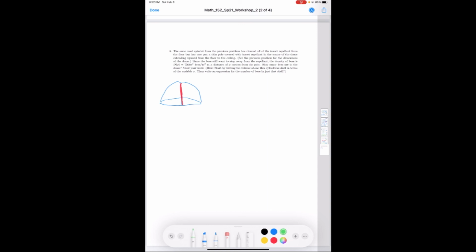The important point is that it's really one cylinder like this, one cylindrical shell, where all the bees in this shell have the same density, because every point in this shell is the same distance from the pole in the center of the dome. So what you want to do is figure out how many bees are in one shell and then just add them up. Let's first of all find the radius and height of the shell.